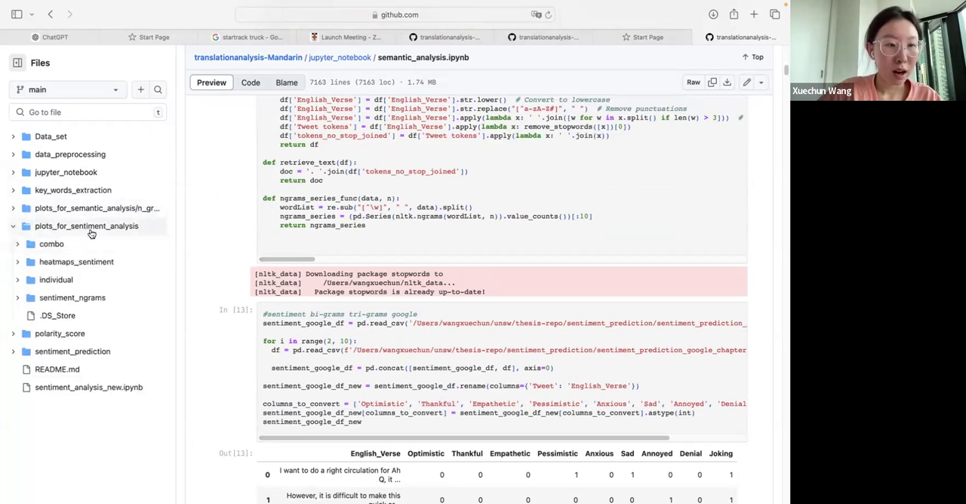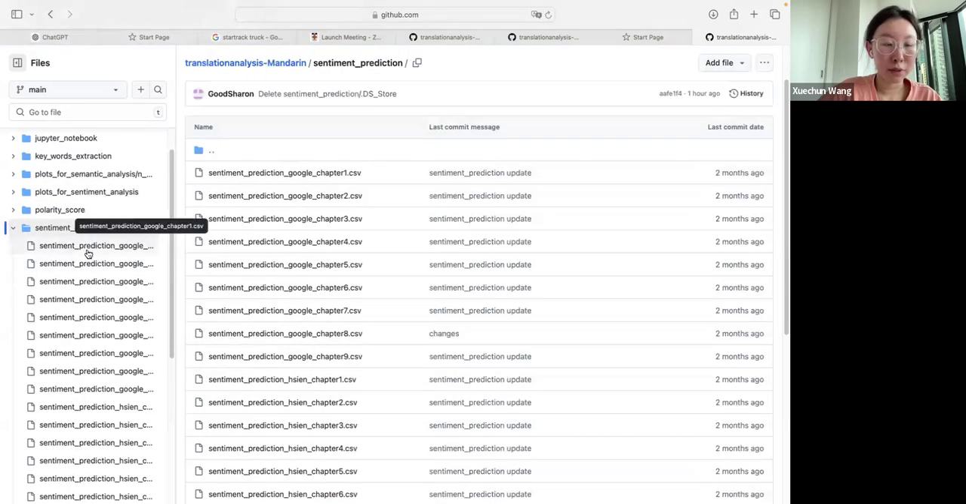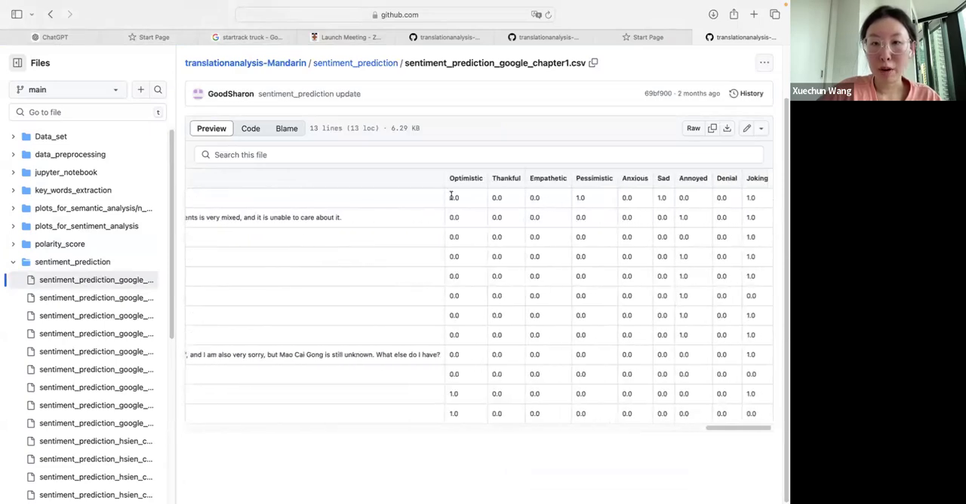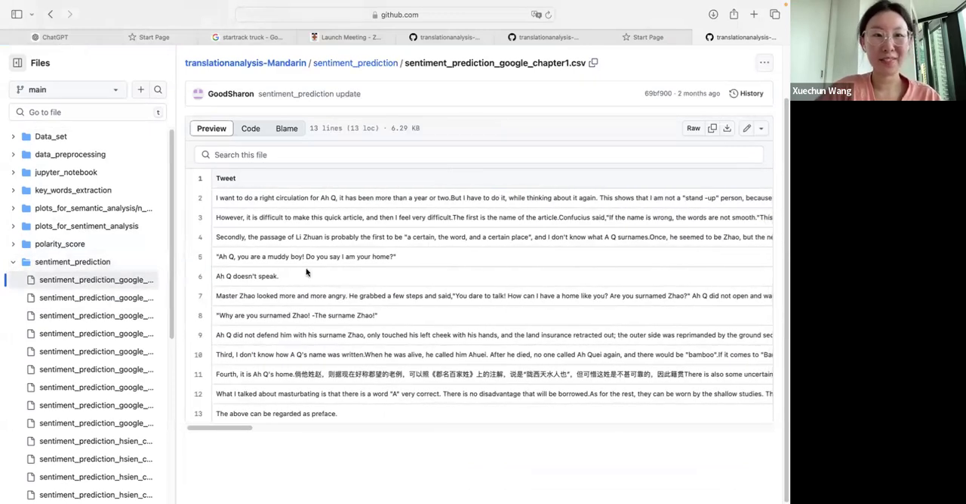And for the results part, we also have 3 folders. The first folder is the polarity score. The second folder is sentiment analysis, and the third folder is semantic analysis. And also we do have a folder for the sentiment prediction. So, for example, we have all this predicted sentiment in here. Yeah, I think that's pretty much it.